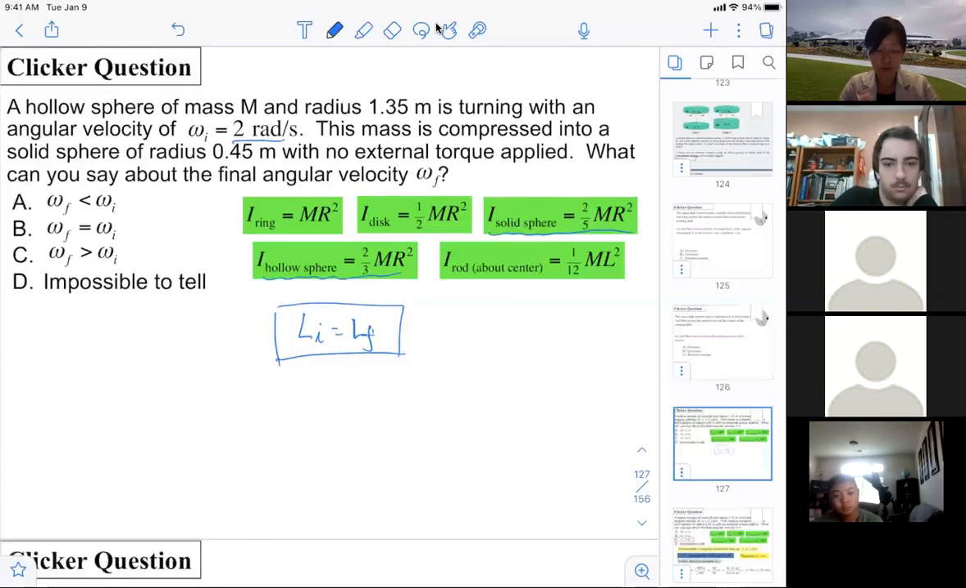All right. Okay, so let's do a vote here. I don't think this one requires a discussion.